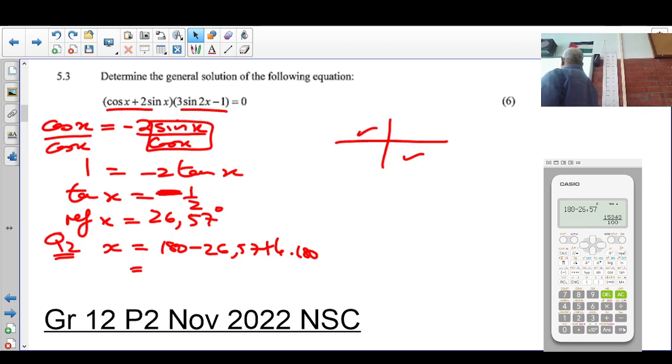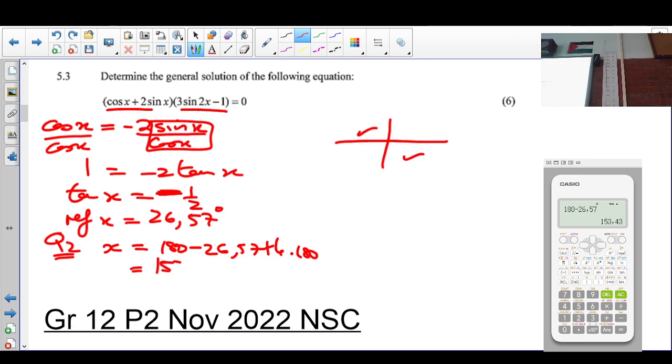Okay, so that gives us 153 comma 43 plus k times 180. Okay. Otherwise, you could have just represented it in quadrant 4, and you could have said x is equal to negative 26,57 plus k times 180. It's the same thing. Okay.